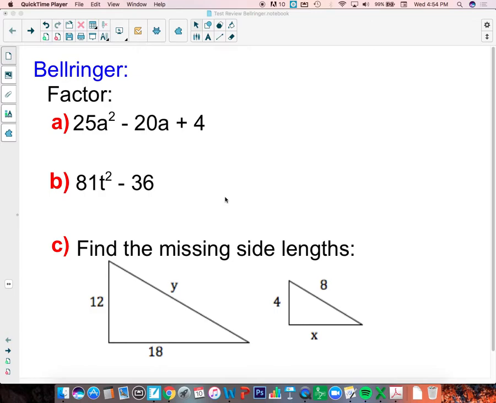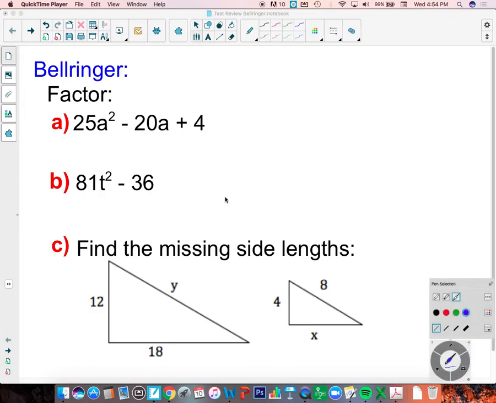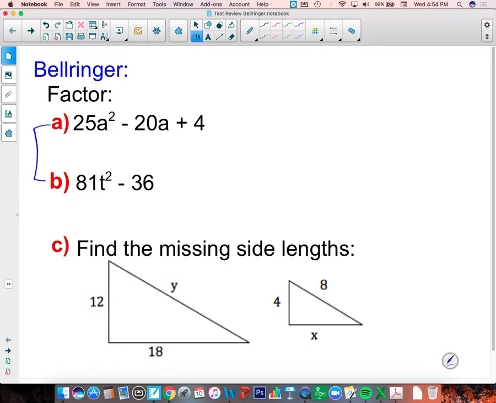All right, looking back here on the bell ringer. So A and B, these two are factoring. Okay, we're going to factor those two. So A, remember, you can do this with SMILE method if you want to, because there's a number in front of the A. Or you can do it with a special pattern, because the thing that you should recognize is there's a 25 and a 4. Those are both perfect squares. So it's going to be that pattern. It's going to be that perfect square trinomial pattern.